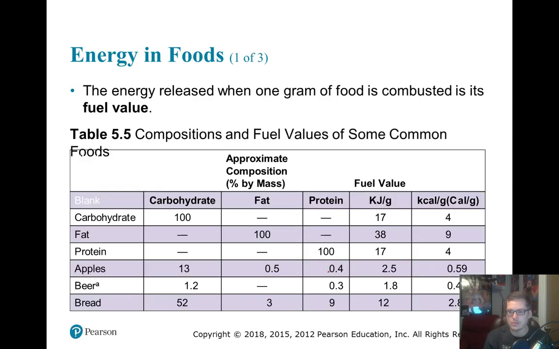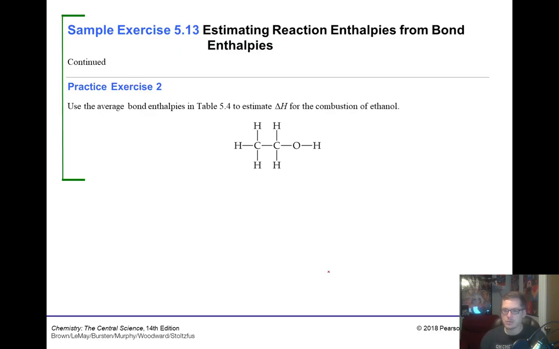So we'll do a practice problem. Use average bond enthalpies to estimate delta H reaction for the combustion of ethanol. We're just going to write out the balanced chemical equation real quick just to help us out.